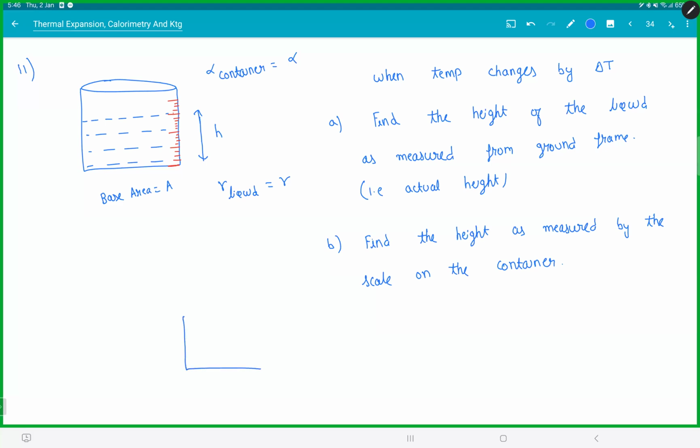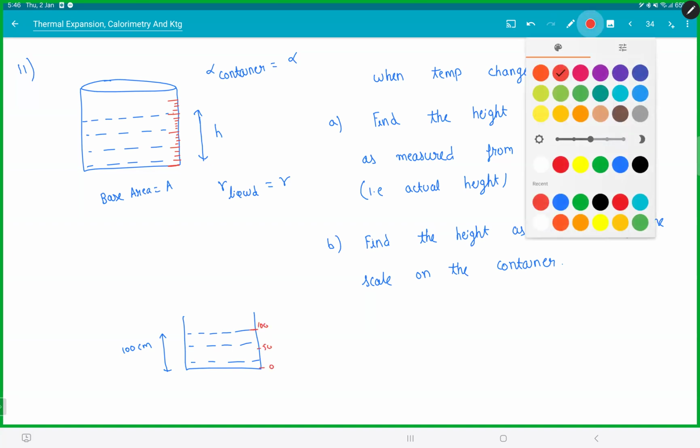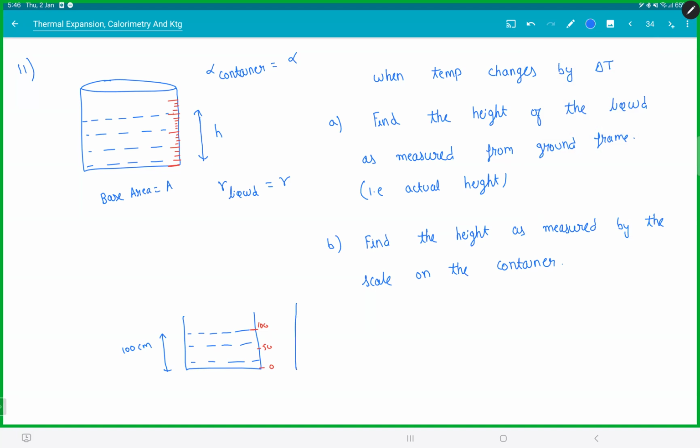Let's say we have a container like this, and this is the liquid. Let's say this was 100 centimeters. So basically here we have markings like 100 and 50 and 0. Now, when you heat up the liquid, let's say it expanded, so it became like this. In reality, the height of the liquid increased, right? So the first question is: find this actual height.